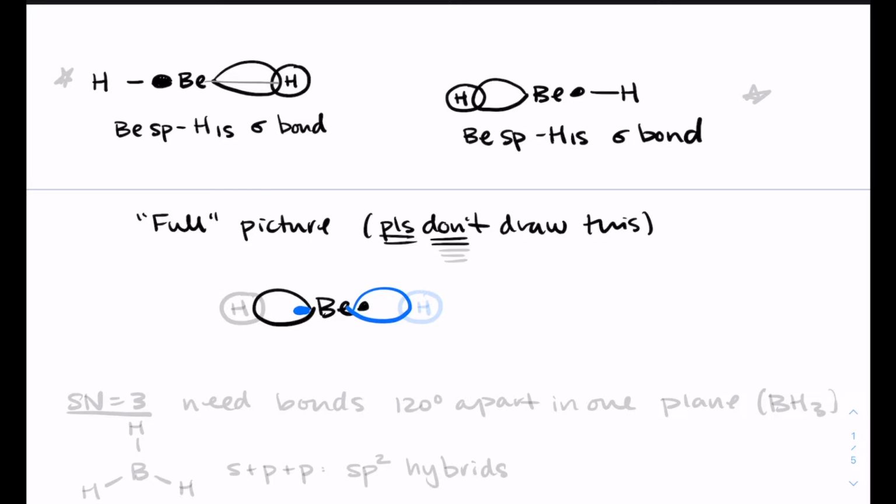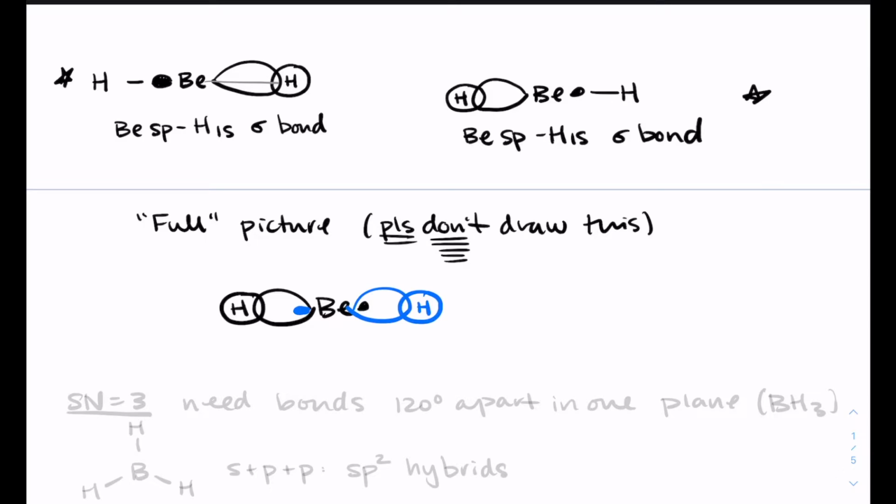So steric number 3, we know that's trigonal planar. We need bonds that are 120 degrees apart, all in one plane. BH3 will let us do a great example of this. So my Lewis structure, and actually also my VSEPR geometry, looks like this. Boron in the middle, hydrogens attached, 120-degree bond angles. It only has 6 electrons, but boron is very happy with that. There are no formal charges.